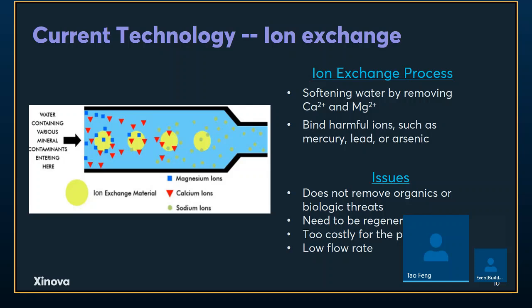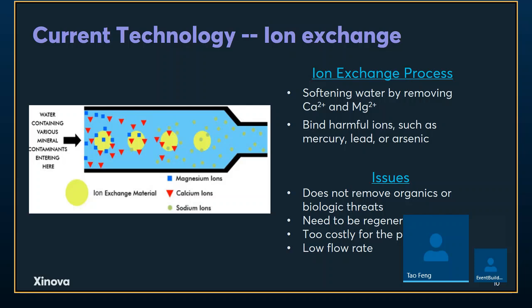The ion exchange process does not remove organics or biological threats, which means it can only be utilized as a later stage unit in a multi-unit process. The resin also must be regenerated or replaced after a certain amount of time of operation, making the process less attractive for continued use. And another issue is the cost. Current ion exchange units are too costly to provide feasible solutions to the present R5.